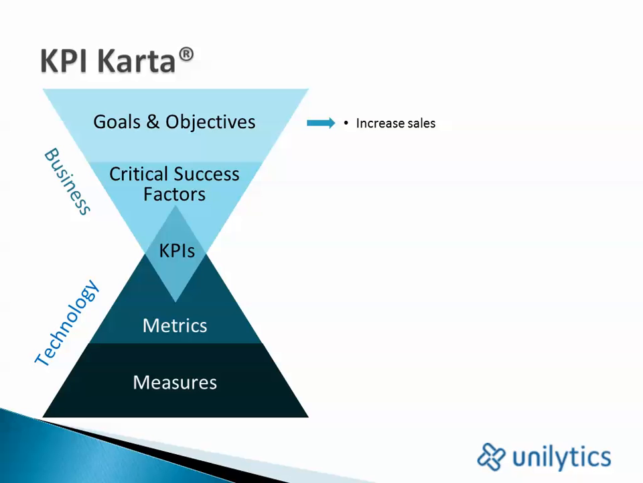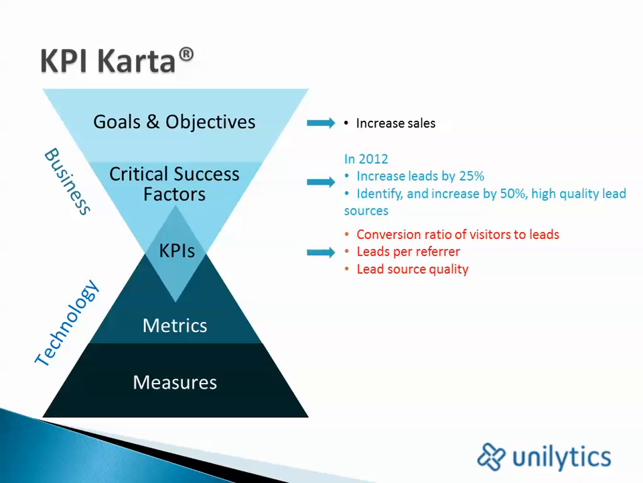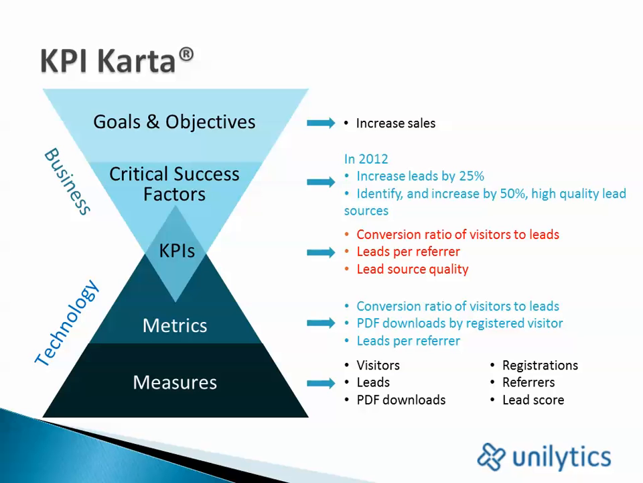We have a very nebulous goal here, increase sales, that upper management perhaps has set. We have specific numbers to hit, increase leads by 25%. We have a time frame where it says by 2012 or within 2012. Based on that, we can determine some KPIs, leads per referrer, lead source quality. Once we get to KPIs, then we kind of flip down to the bottom, reverse the order, and now we're talking about these raw measures that are required to construct these metrics that now become these KPIs.